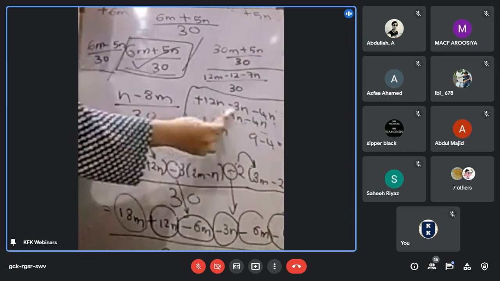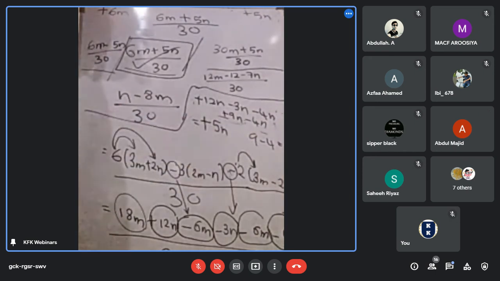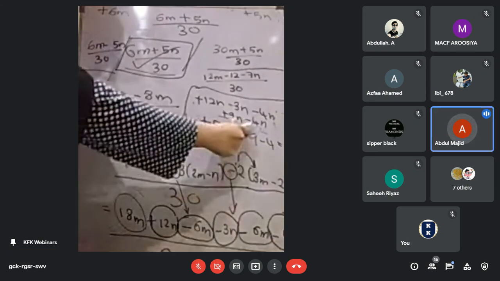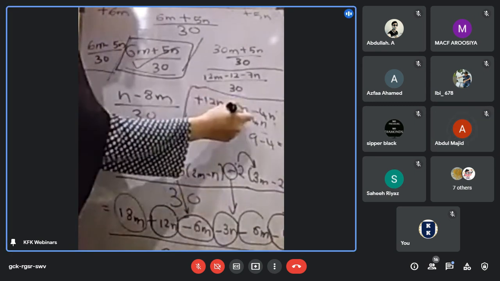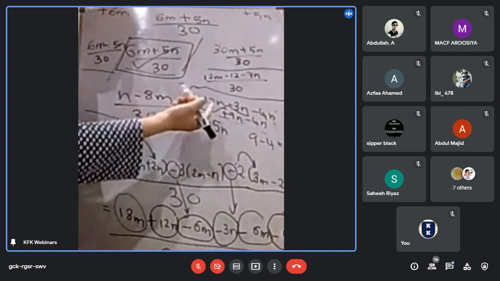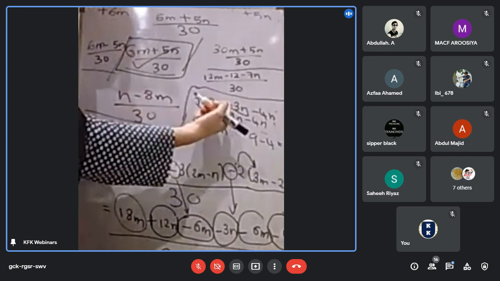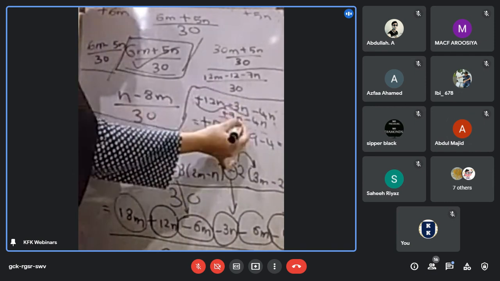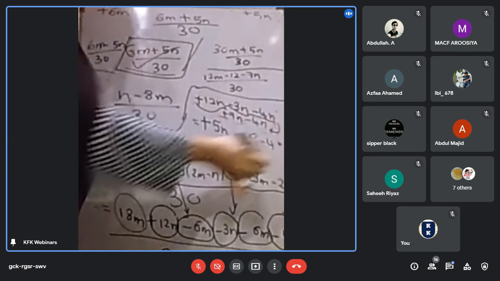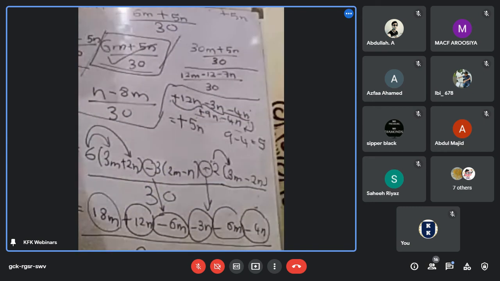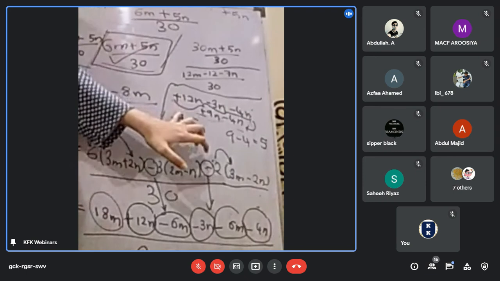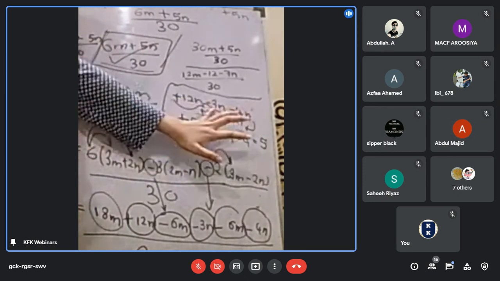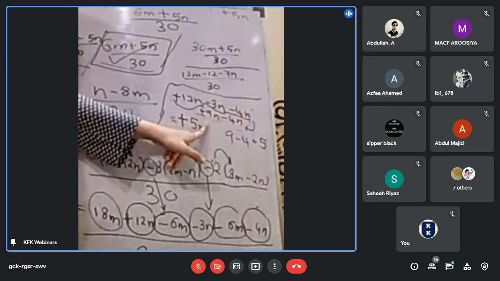Are you asking me how did this 9 come here? Or how did the minus 4 come? Oh, okay. Now first we simplify these two, that is plus 12n minus 3n, and we got plus 9n. And then we brought this minus 4n here. Did you understand that now? We calculated plus 12n and minus 3n, and we got plus 9n.